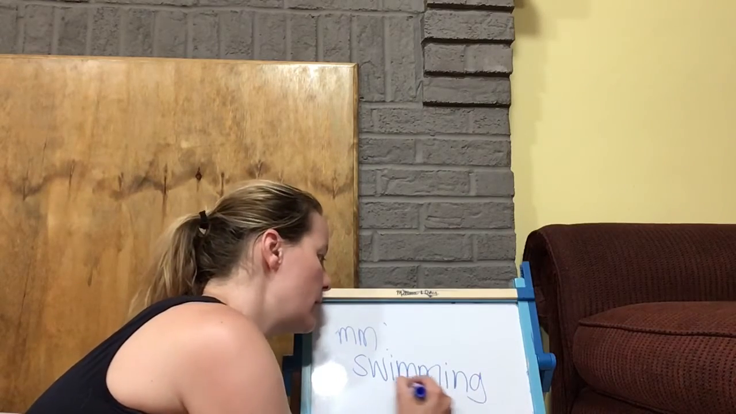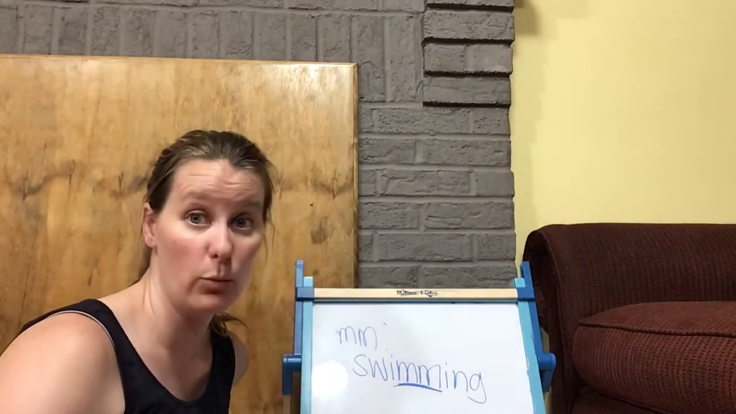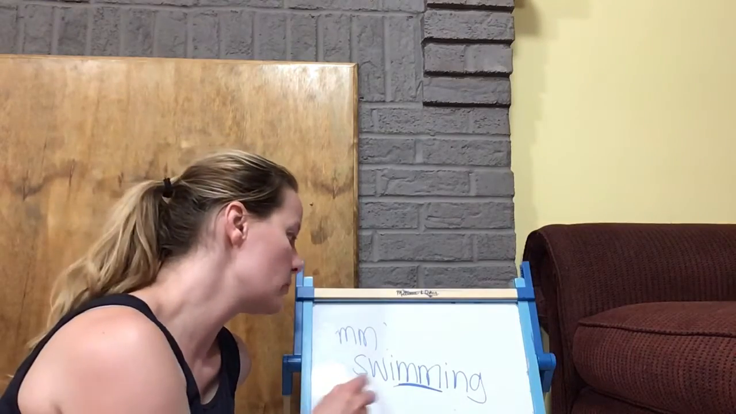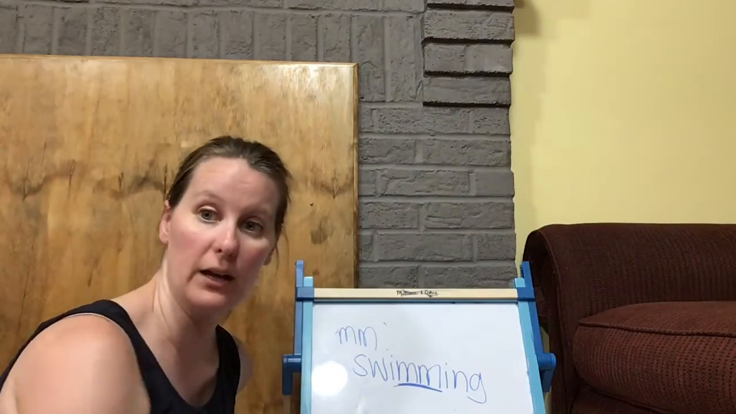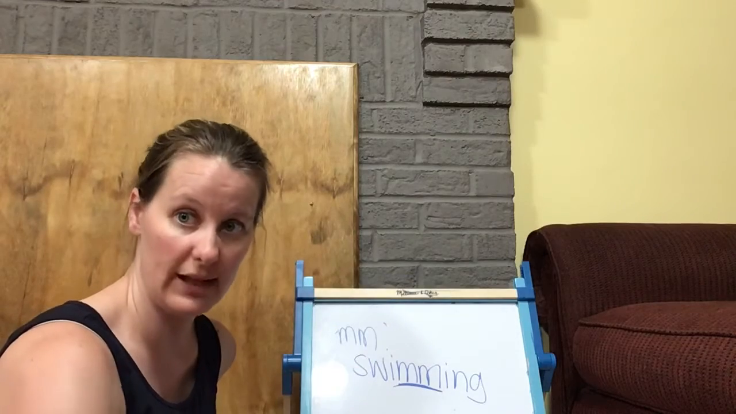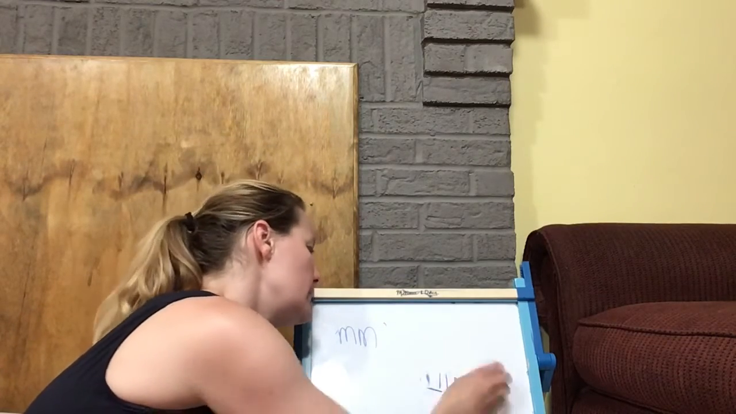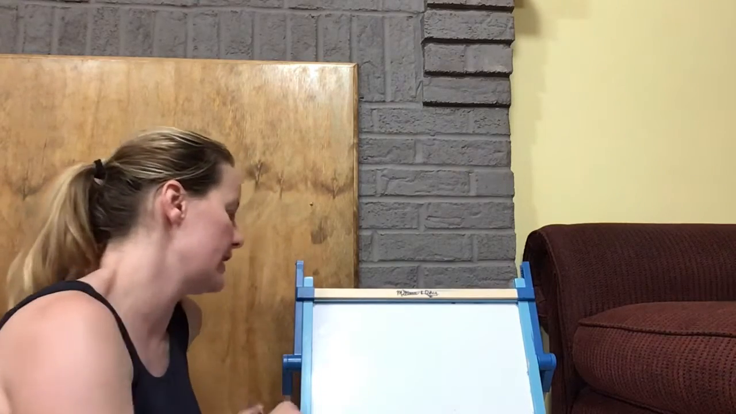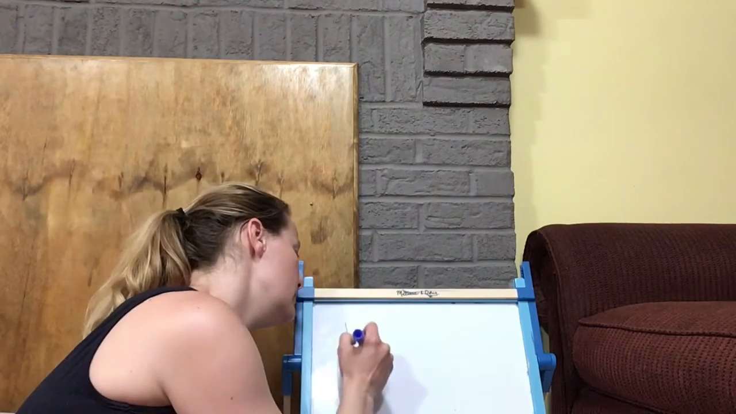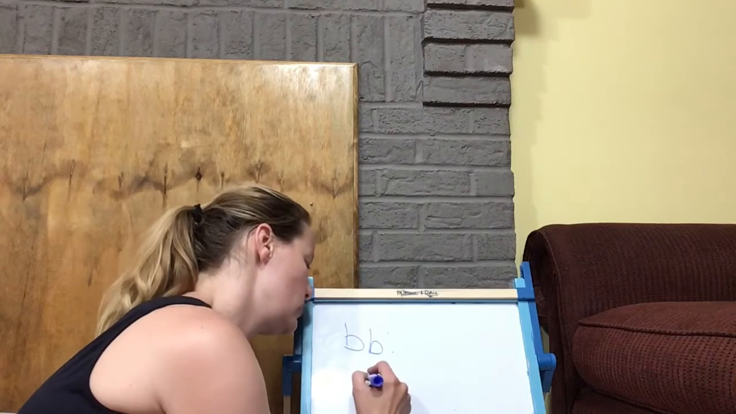Swimming. There's your double letter. It's in the middle of your word this time. And you don't say swim-ming, you say swimming. One sound for two letters. It's kind of like our digraphs. Here's another one. This one has a double B in the middle, but says one sound.